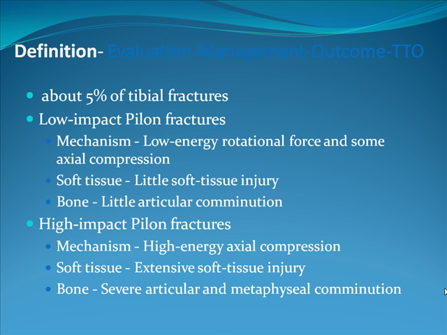Usually it is classified into low impact pilon fracture and high impact pilon fracture. The mechanism for low impact pilon fracture is usually low energy rotational forces and some axial compression. Usually there's minimal soft tissue injury and little articular comminution, in contrast to a high impact pilon fracture, in which there's usually high force transmitted to the fracture site, extensive soft tissue injury, and more severe articular and metaphyseal comminution.